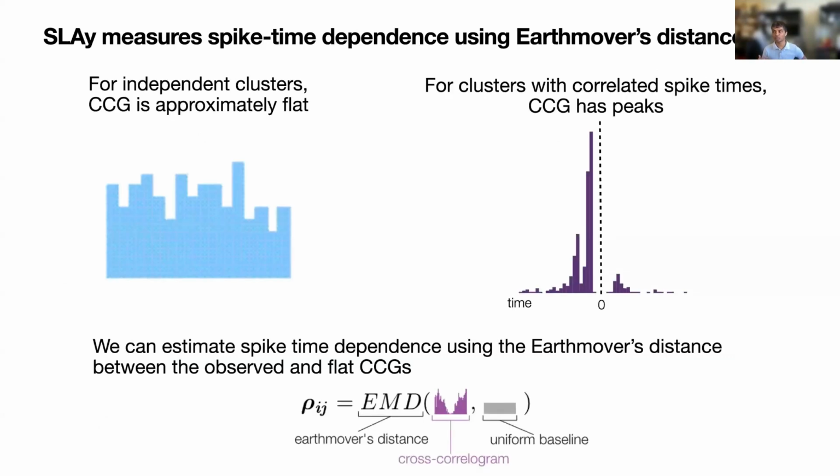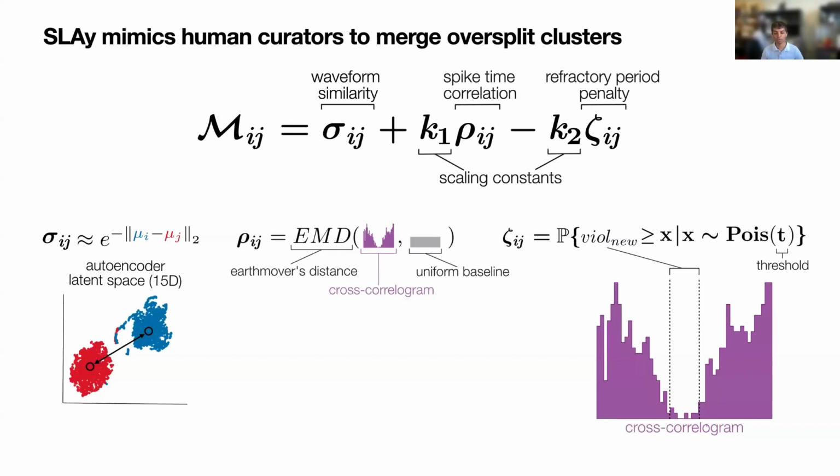And then the idea behind the cross-correlation metric is that for independent clusters, their cross-correlogram should be approximately flat. And for clusters with correlated spike times, the cross-correlogram should be very non-uniform. So this is an example of a cross-correlogram from an oversplit bursting unit where you can see this very characteristic asymmetric shape with a very large peak. So basically to quantify how far this observed cross-correlogram is from an independent distribution, we use the Earth mover's distance, which is essentially just a way to compare different distributions. So that makes up our second metric for spike time correlation.